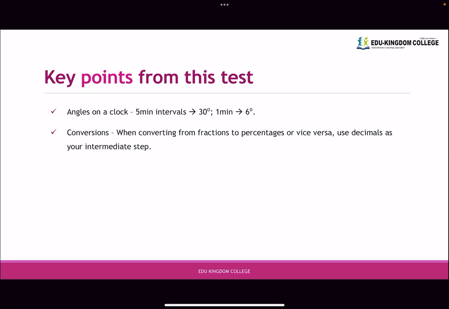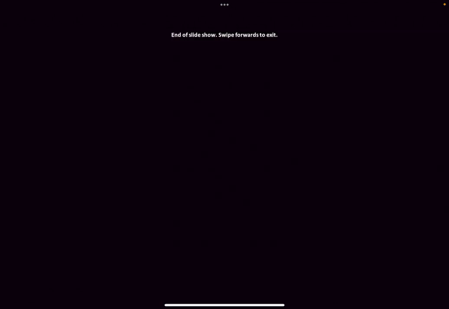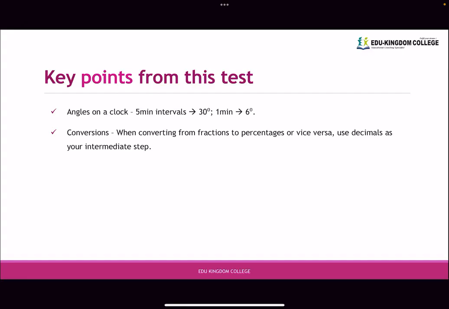Just key points from this test is remember that clocks come in intervals. The whole revolution, one revolution around any point is 360. So if there's 12 intervals, each interval should be 30 degrees. If there's 5 intervals in that one little interval, each little interval should be 6 degrees. And then in terms of conversions from fractions to percentages or decimals, always use that decimal as that middle point, or from fractions to percentages or the other way around. Okay, that'll make it a lot easier.